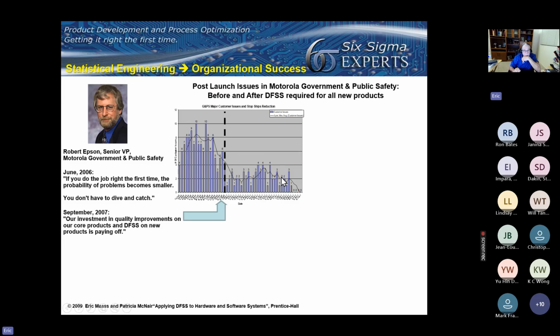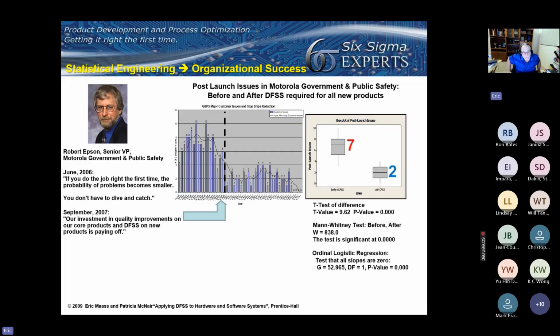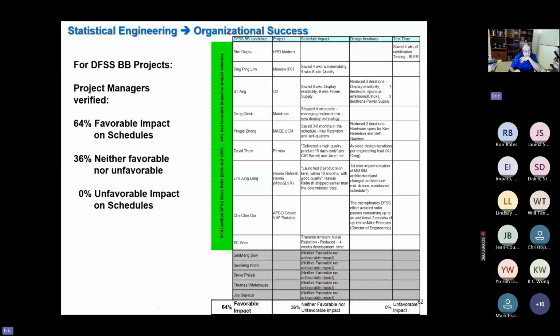Of course, I pulled these numbers into Minitab, did a little box plot. Before, a median of 7 post-launch issues, afterwards a median of 2, and that's statistically significant whether you do a t-test, a Mann-Whitney test on the medians, or logistic regression on the counts. Statistically significant. And so we used the idea of flawless launches. We also wanted to use it on all new products.